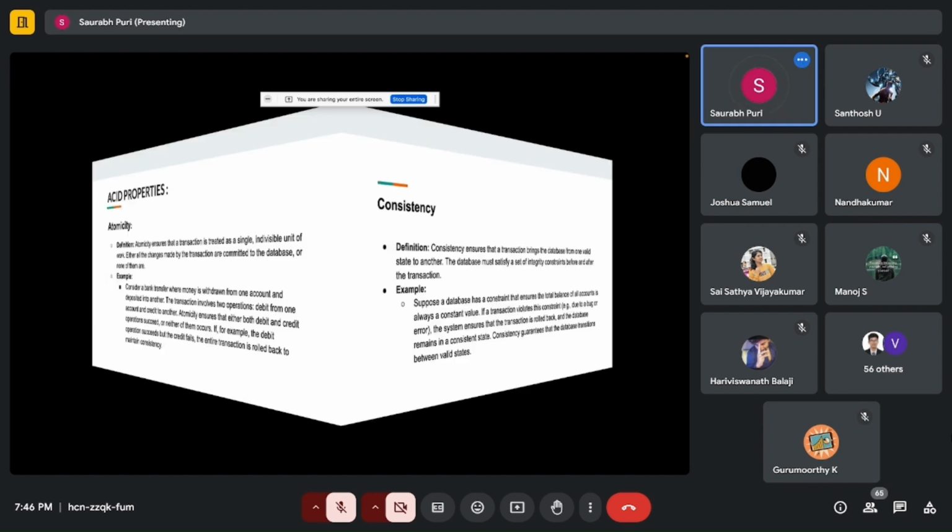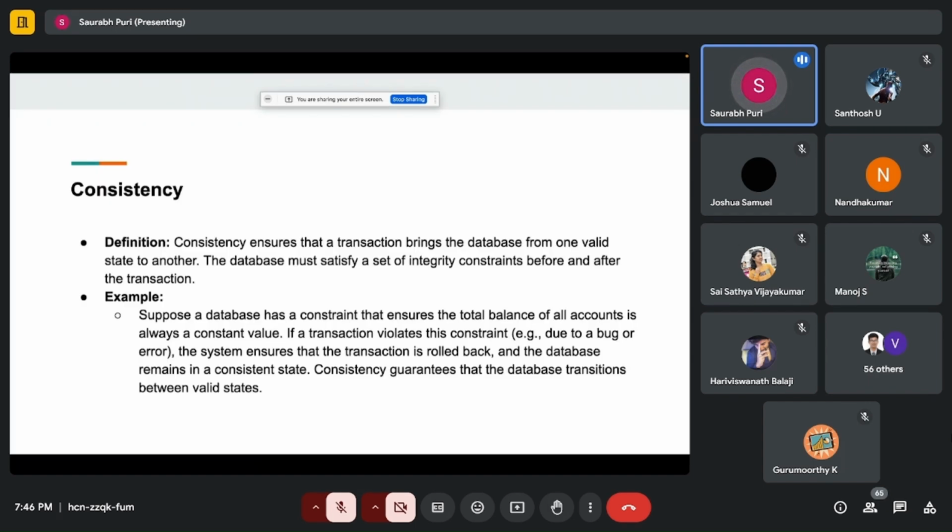Okay. So let's go with consistency, right? So after atomicity, we are dealing with consistency. That is, your transaction brings the database from one valid state to another, right? So basically, it should satisfy the integrity constraints before and after the transaction, right?